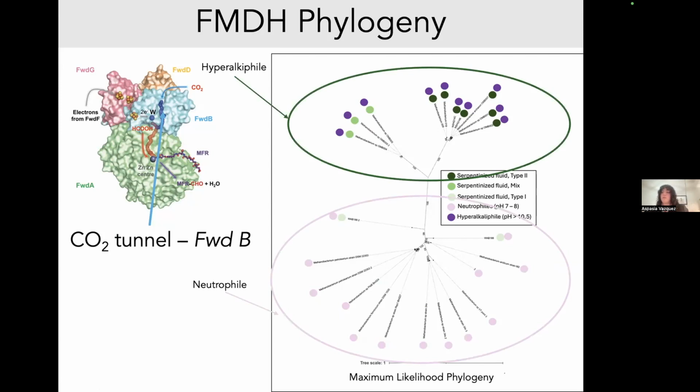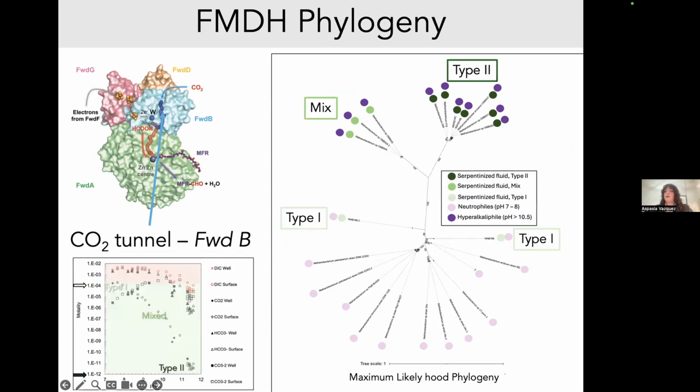Some were sampled from Oman, and some were taken from other studies or from other environments. But what I'd like to point out specifically is that all of our hyperalkaliphilic environment methanogens formed one singular clade, which is that clade on the top in the green circle. And then at the bottom, we have another clade, which is all of our neutrophils, which are the opposite of a hyperalkaliphile.